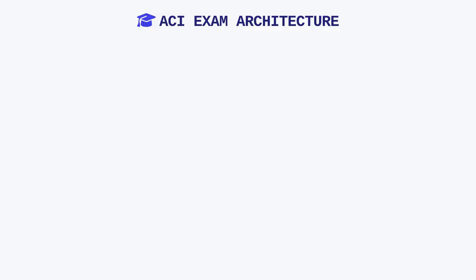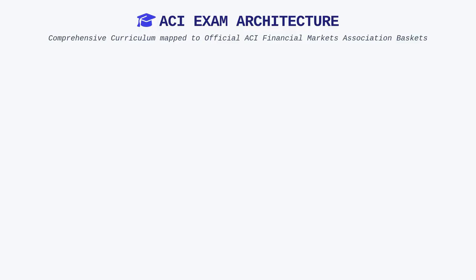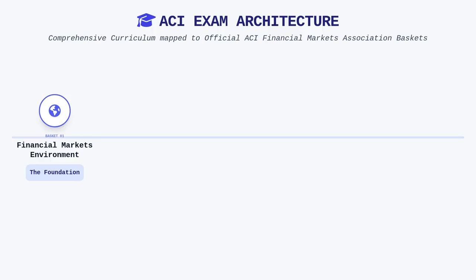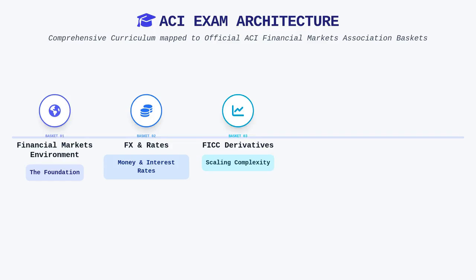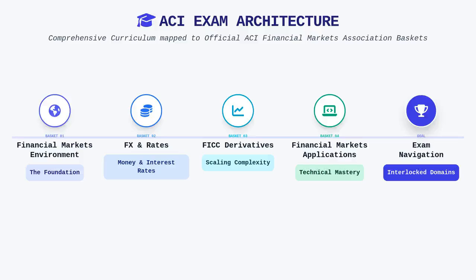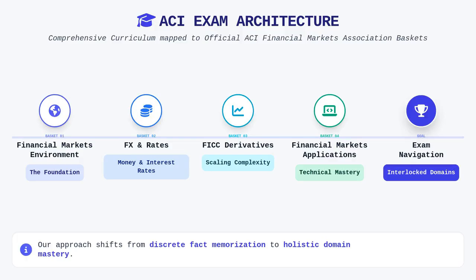The ACI Financial Markets Association organizes the exam into 5 primary baskets, and our curriculum mirrors this official architecture to ensure comprehensive coverage. We begin with the financial markets environment, which sets the stage for technical mastery, followed by a rigorous deep dive into foreign exchange and rates, specifically covering money and interest rate markets. Next, we extend into FIC derivatives, where the complexity truly scales, before finalizing our technical exploration with the financial markets applications section. By understanding how these domains interlock, you are not just memorizing discrete facts, but learning how to navigate the full scope of the exam.